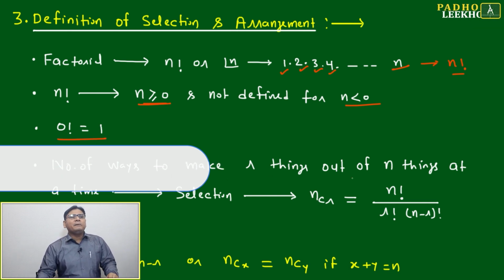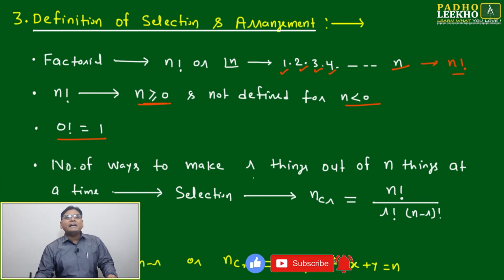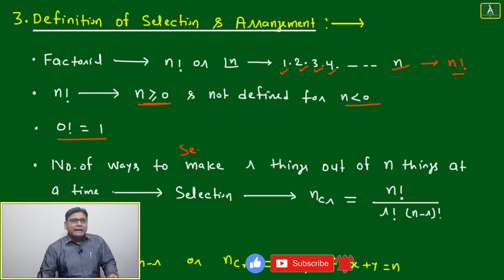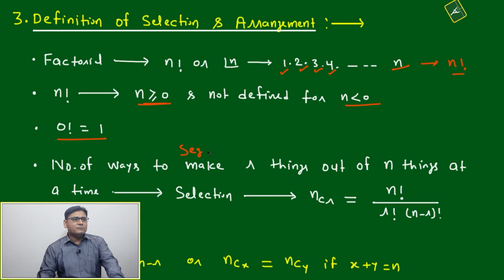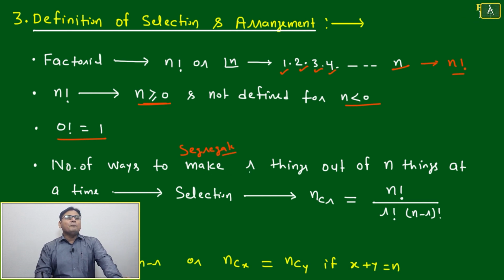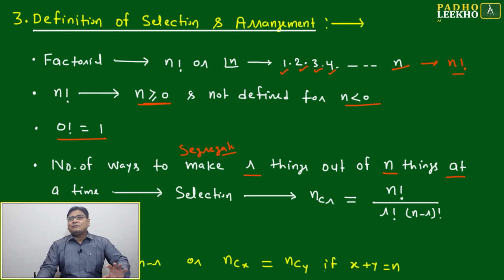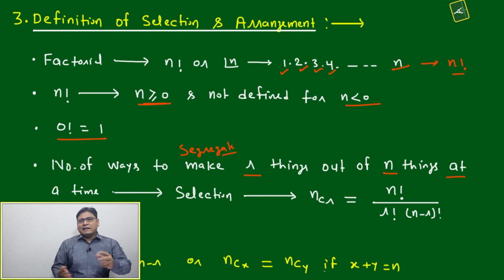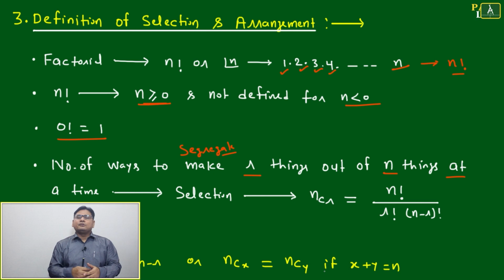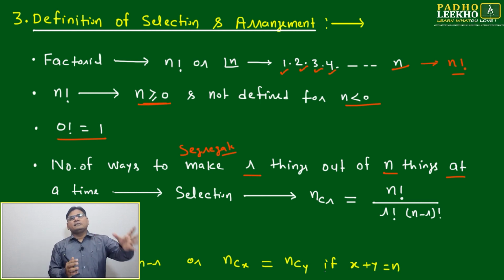Number of ways to make r things out of n things. Here you can write segregate, if you want to understand it in a simpler way. It means the number of ways to segregate r things out of n things at a time, not at different times. Like, we have to take 4 out of 10 balls: you take some now, then 2 hours later you go and take 2, then separately take 3. No.